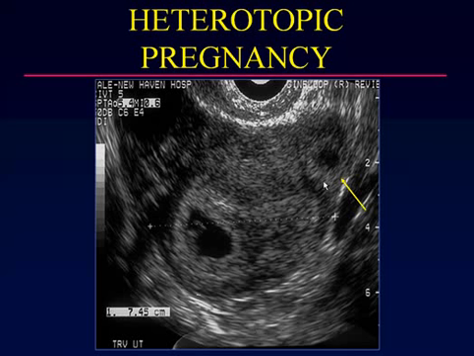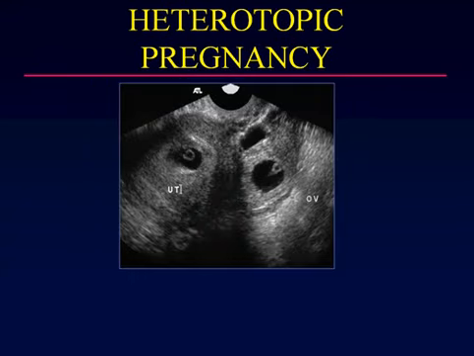Notice there's myometrial tissue around part of this second gestational sac, but part of it is beyond the serosal confines of the uterus. You can see a little bit of normal myometrium between the edge of the gestational sac and the edge of the ectopic pregnancy, confirming that this is a heterotopic pregnancy with the ectopic being interstitial in location.